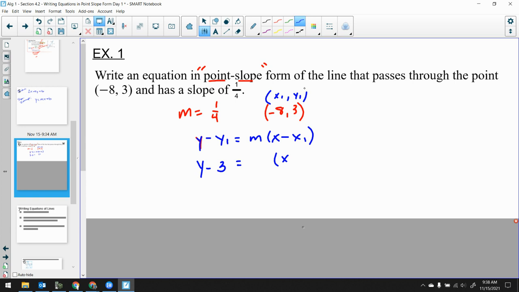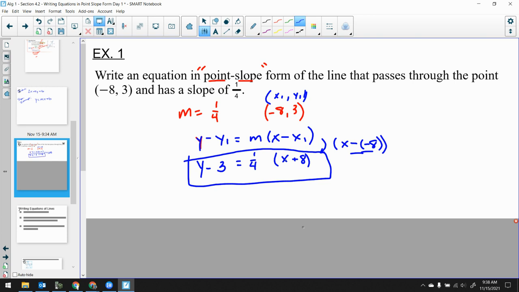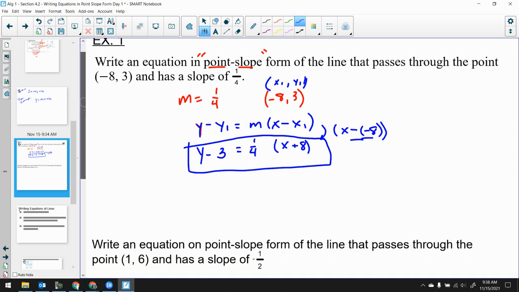So y minus y1, y minus 3 is equal to m, our slope, 1/4, times x minus -8. Now, when I write minus negative, I'm going to just turn that into a plus 8. Remember, that is x minus a -8. That's why I'm turning that just into plus 8, because the minus and negative is going to cancel to make a positive. And that's really it. y minus 3 is equal to 1/4 times x plus 8. It might seem really simple to write it like that, just plugging in the necessary information, but I promise you we'll do a little bit more with it a little bit later on.